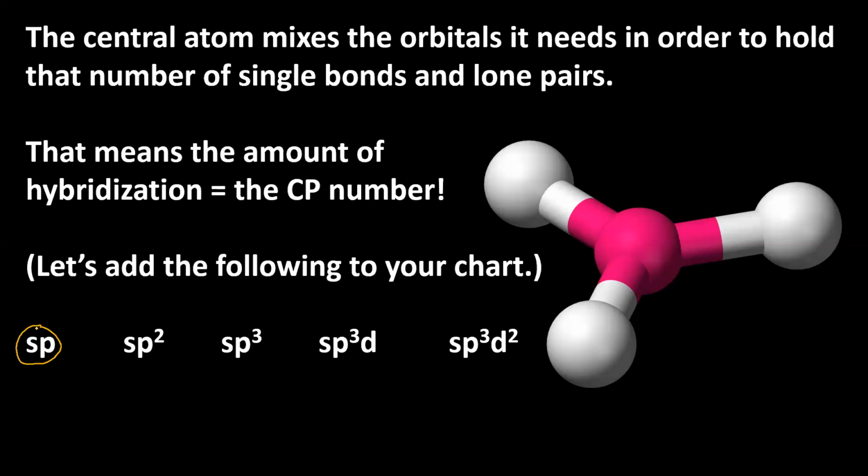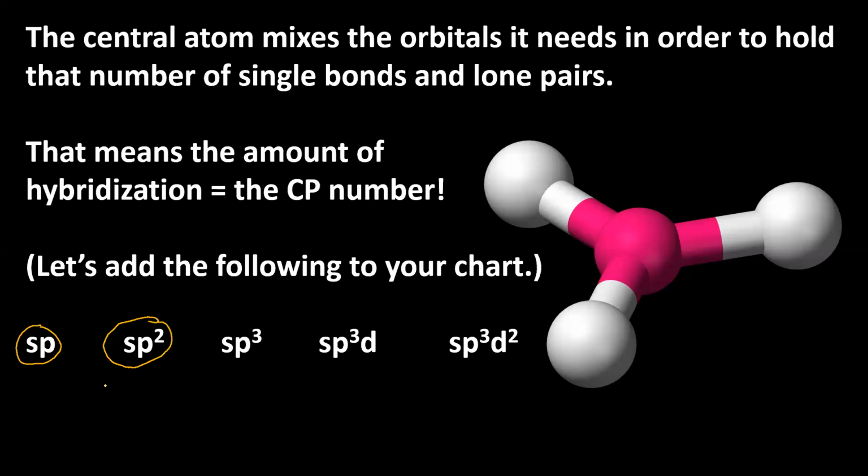Do you remember how many boxes there were that had P? S was 1 box and P was 3. We have up to 3 P's, but I only need to hold 3 pairs total. So I need 1 S and how many P's to get up to 3? 2. Notice how it adds up. That's exactly how it works. So anything that has a central pairs of 3 would be SP2 hybridized.